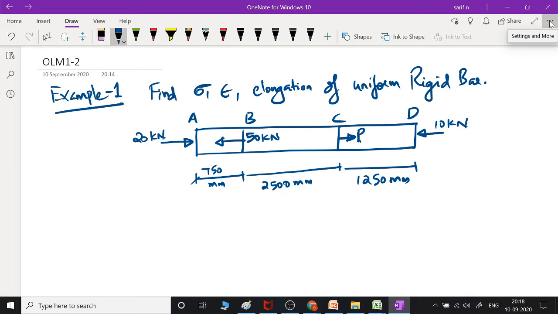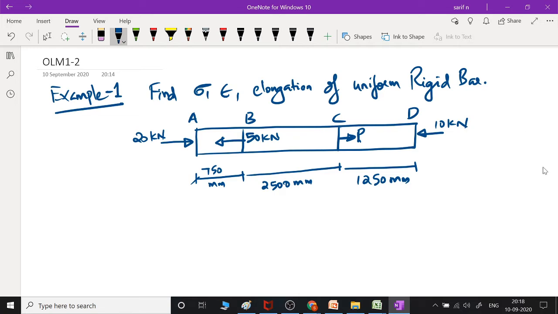So, dear students, welcome to another lecture of Mechanics of Solids. Today, we will try to learn how to calculate the longitudinal stress, longitudinal strain, and elongation of a uniform rigid bar subjected to axial loading. So, this is the question that we are having.